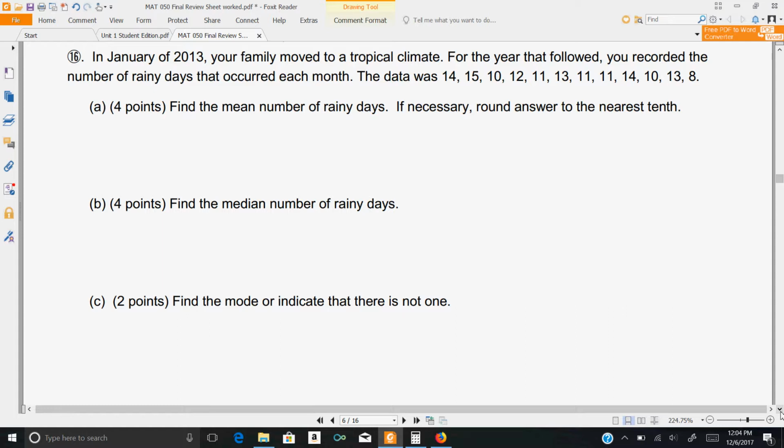So mean means I'm going to take all the rainy days, put them together, and divide them evenly between the months. To do that, I am going to add them all up.